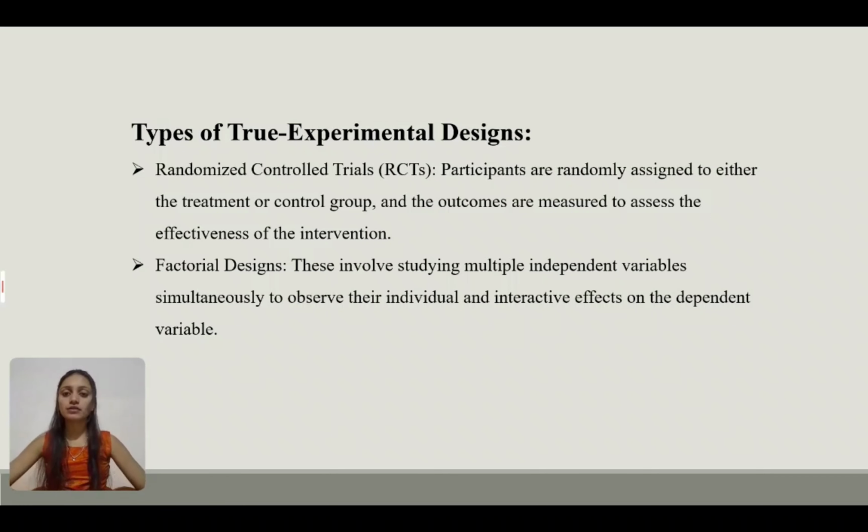In conclusion, true experimental design is considered the gold standard in research for establishing a causal relationship, because of its methodology and ability to control for confounding variables. It provides strong evidence of the effectiveness of an intervention and is widely used in the fields of psychology, medicine, and education.